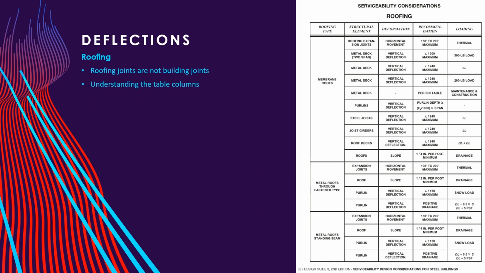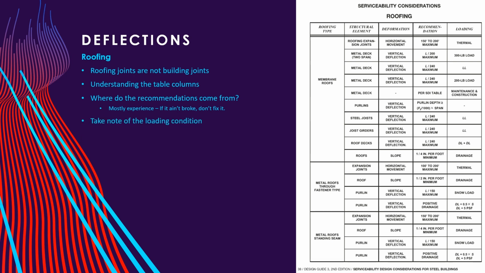Understanding the table columns: the type, the structural element, deformation, recommendation. This is what they're recommending, and then the loading criteria. So where do these recommendations come from? Well, they come from experience. If it ain't broke, don't fix it. They didn't necessarily do a lot of testing to say, hey, this is when you start to see cracks. It's just historical. This has always worked.